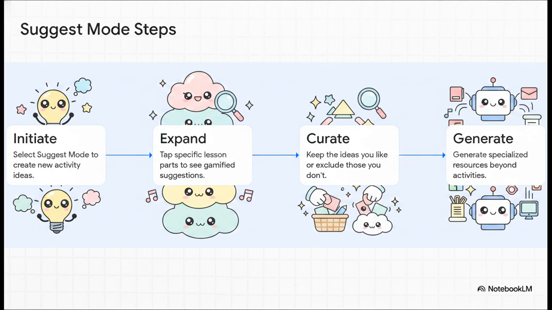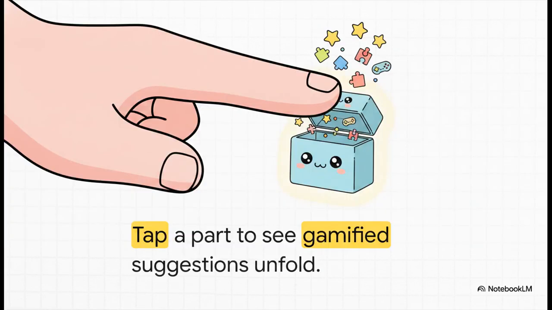This whole generation process follows 4 super logical, chronological steps: initiate generation, expand your ideas, curate the content, and generate specialized resources. It's designed to move you systematically through the planning phase. Let's actually take a look at how this interface operates in practice and see these 4 steps in action with a real teaching scenario. Once you hit go and initiate the process, you move into expanding those activity ideas.